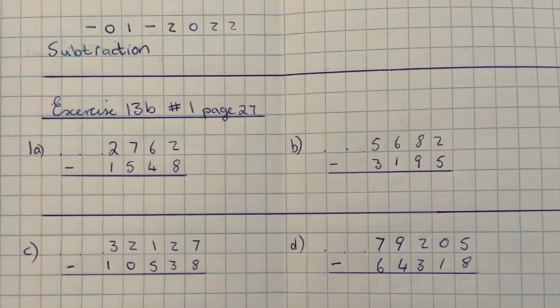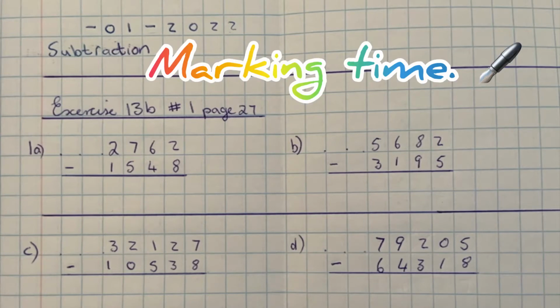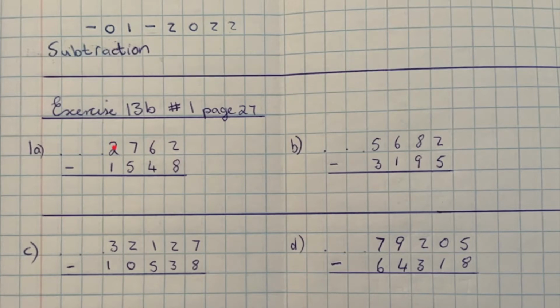Now that you have the sums all copied down, let's get straight into it. If you look at all the sums that we have here, you'll notice that this number is bigger than that number, making the top number bigger than the bottom. 5 is bigger than 3, 7 bigger than 6, and 3 bigger than 1. So that means that the top number is bigger than the bottom. We can't give away 8 if we've only got 2.